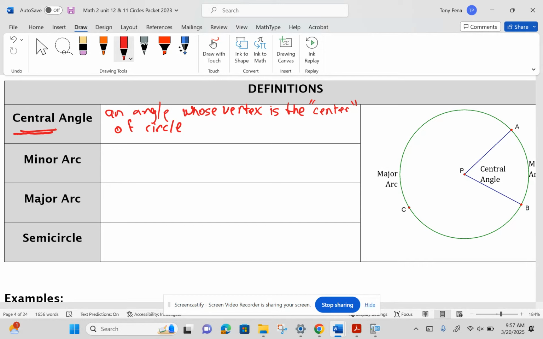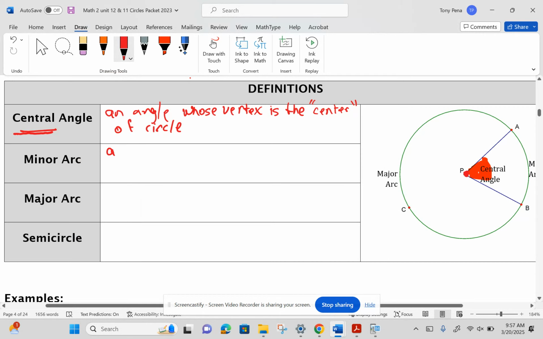So if we look over here, here is your central angle because it's at the center of the circle. All right, that's a central angle. All right, easy enough. All right, next one, a minor arc.